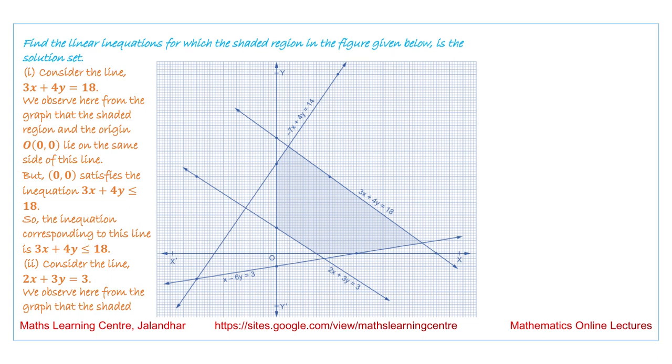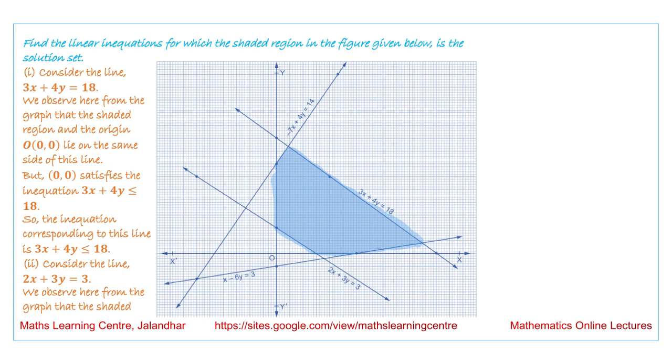Next is, find the linear inequations for which the shaded region in the figure given below is the solution set. So this is the opposite kind of question we have. In this problem, it is being given that this shaded portion is the solution.